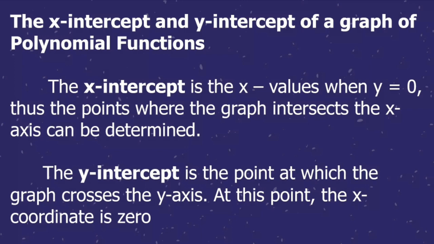So, what is x-intercept? The x-intercept is the x values when y is equal to 0. Thus, the points where the graph intersect the x-axis can be determined. The y-intercept is the point at which the graph crosses the y-axis. At this point, the x-coordinate is 0.